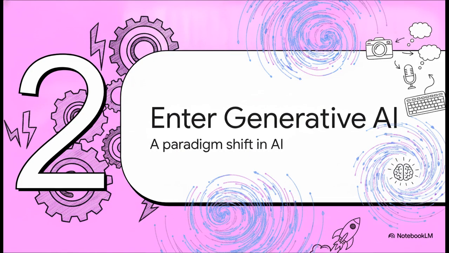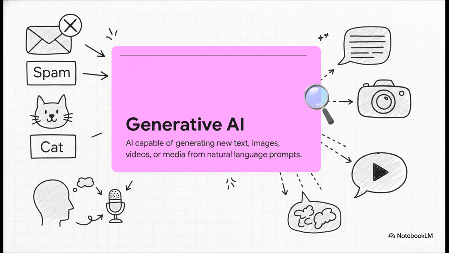Moving on to section 2, enter generative AI, a paradigm shift in AI. So historically, deep learning was mostly used to classify things. Asking, is this email spam or is this a picture of a cat? But generative AI flips that script entirely. Instead of just classifying existing data, it actually creates entirely new content based on your natural language prompts. And because you can just talk to it like a regular human, it makes these highly complex mathematical models accessible to absolutely everyone. Seriously, no coding degree required.